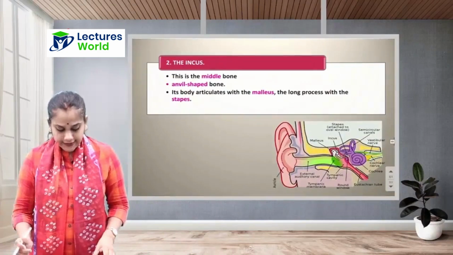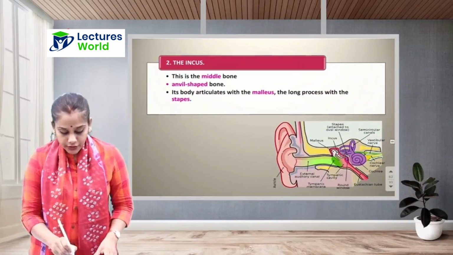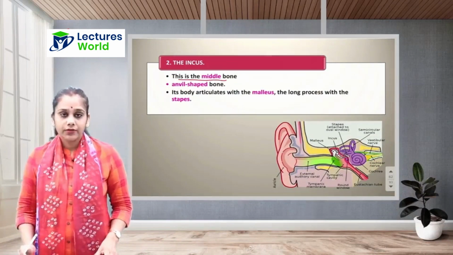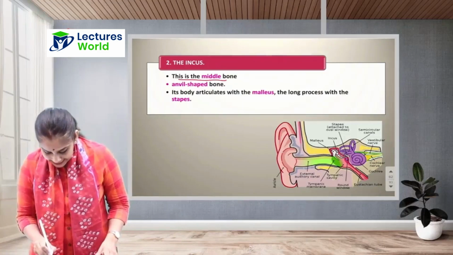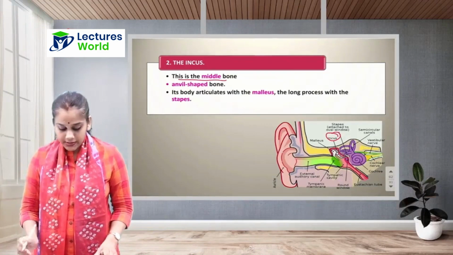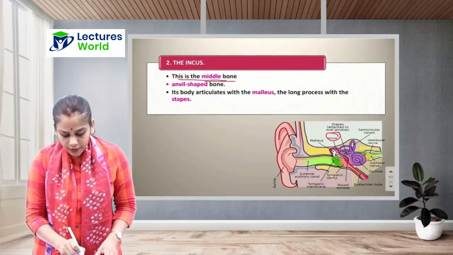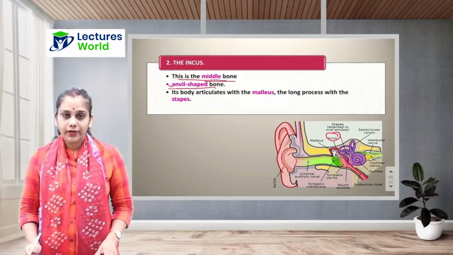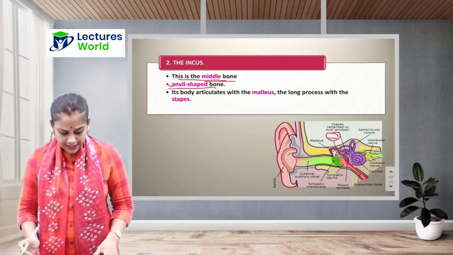Now second, that is the incus. This is the middle one. It is a middle bone. You can see this is the incus in white color. This is the middle bone. It is an anvil-shaped bone. It looks like an anvil.